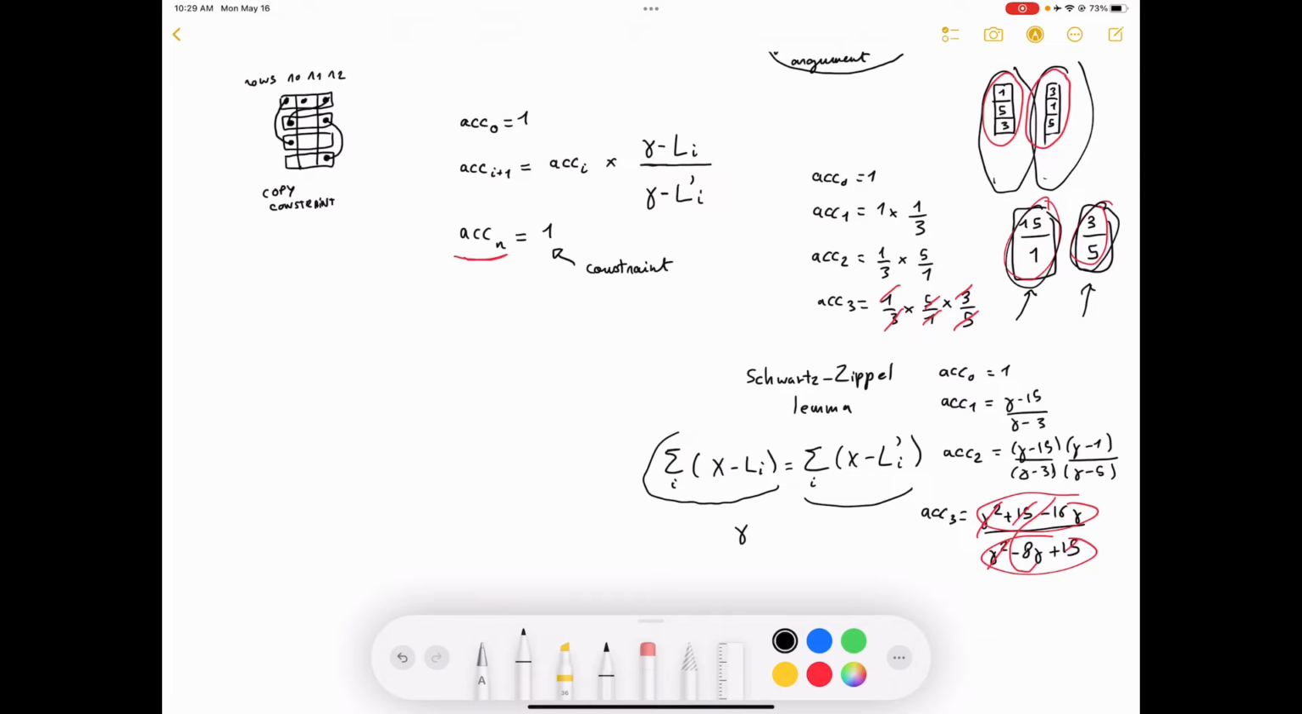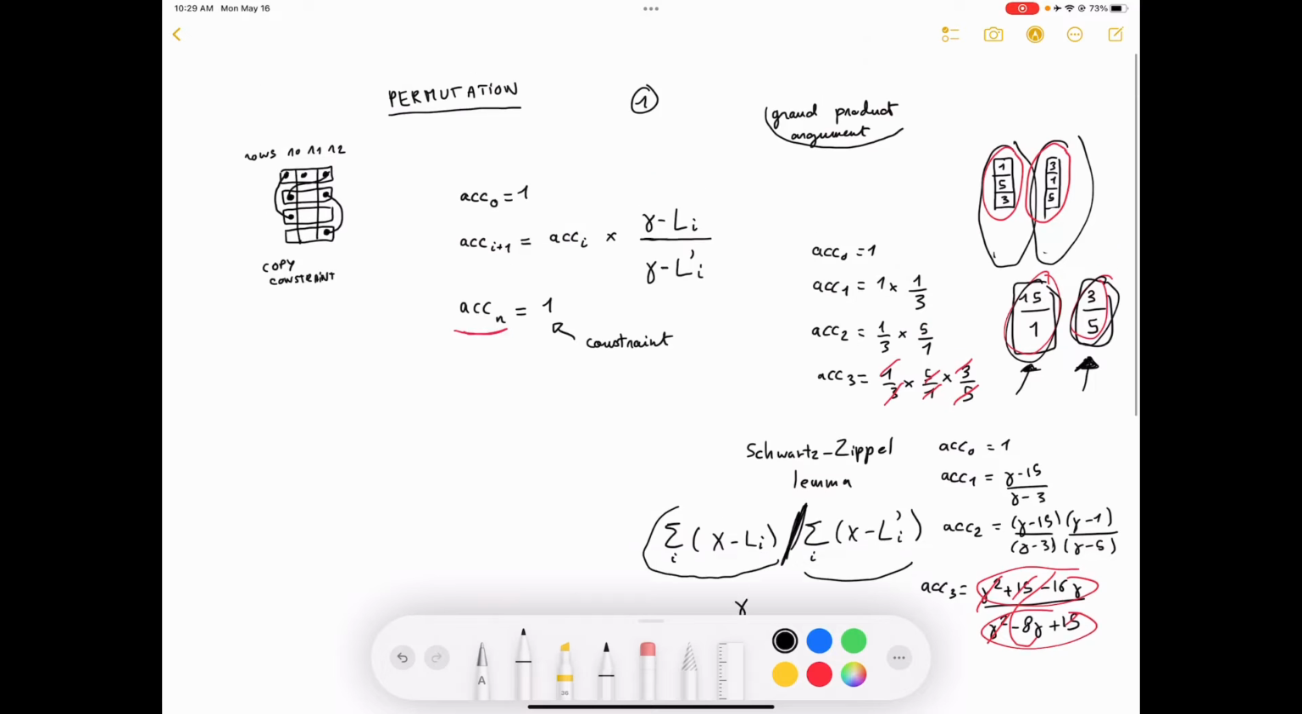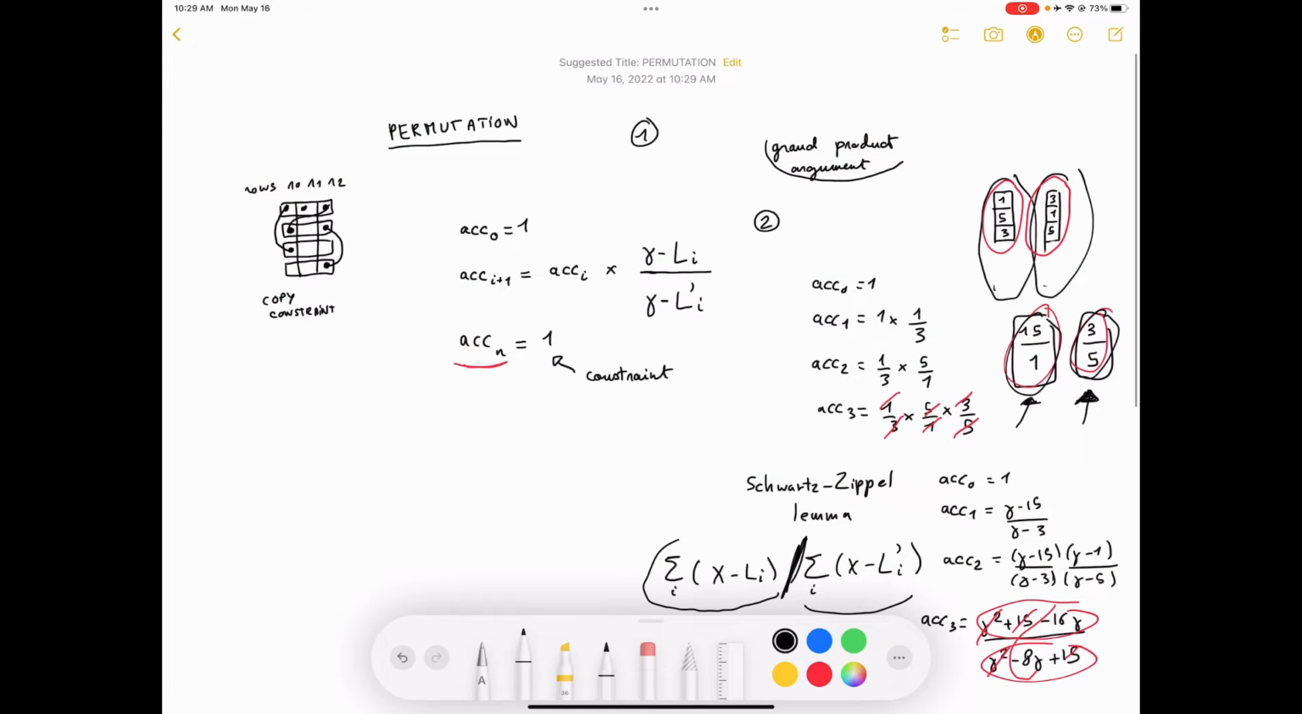point gamma, so if you cannot do that division, right, that fraction or that grand product argument at some point gamma, then you know that they are not the same polynomials, meaning that their coefficients are different, meaning that basically there are different multisets. Okay, so the second step was to show how to do a multiset argument. So we introduced this gamma.